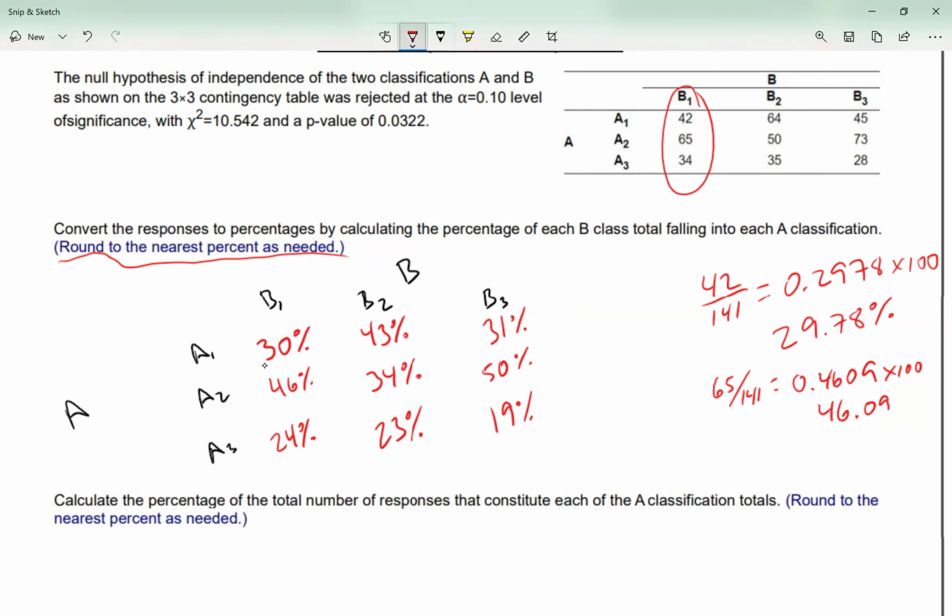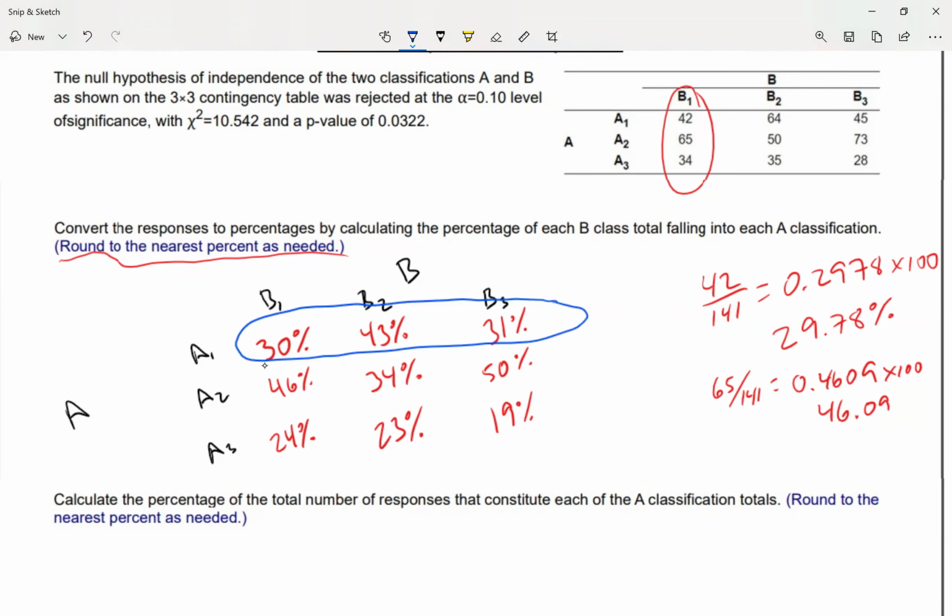Before I continue, some of you might be wondering, I know this should be 100%. A whole row or a whole column should be 100%. However, when I add this, 30 plus 43 plus 31 is not 100, it's 104. Well, we were not looking at percentages by row. We were looking at percentages by column.